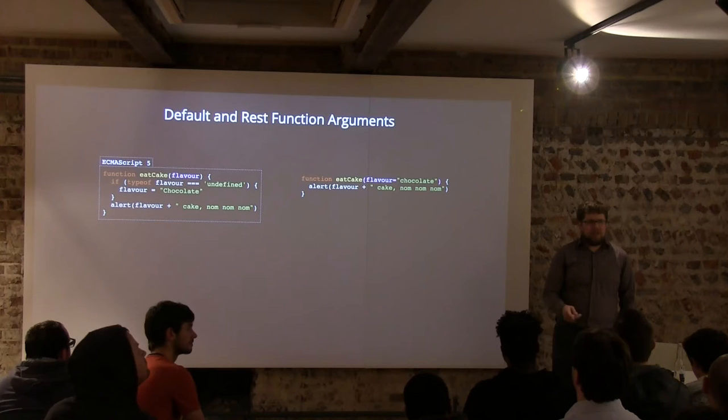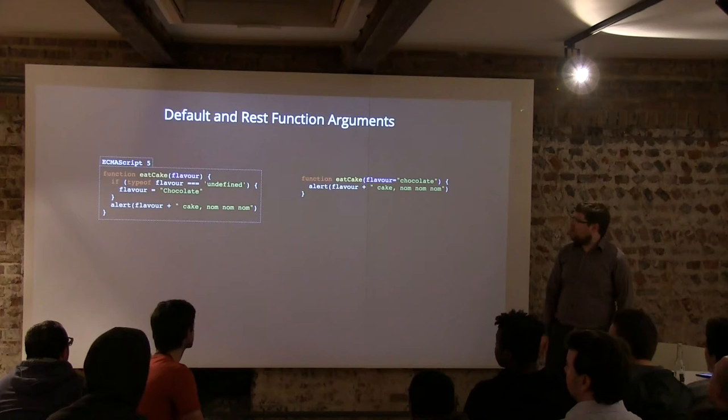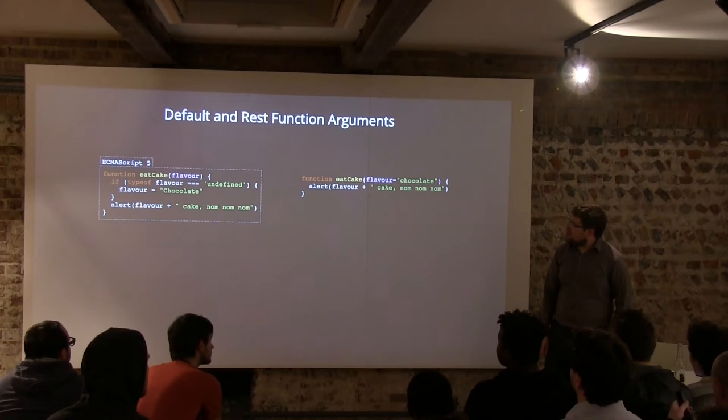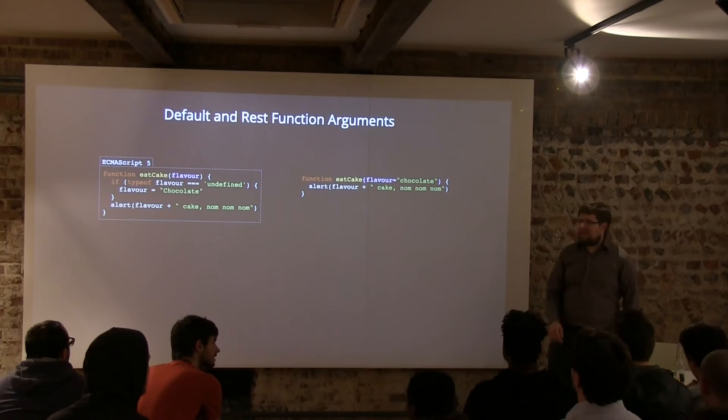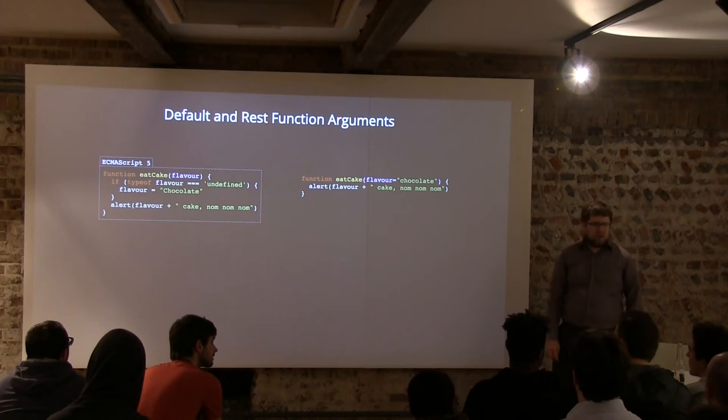Quick question about ES5. Why would you write typeof? Why wouldn't you just write flavor equals undefined? Because this is just one of those idioms which I just do. Yeah, it would work because it's declared up there in the scope, but you would get a reference error if it wasn't. You used to be able to override the value of undefined as well, so it might be a hangover.